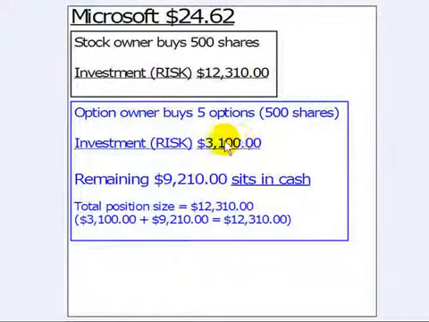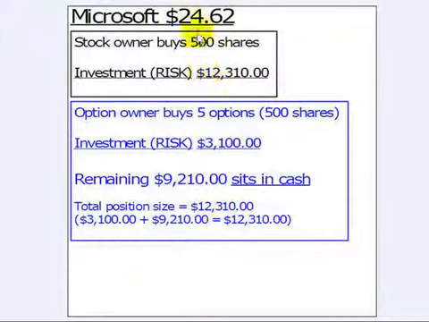Maximum downside risk. If Microsoft trades to zero, your maximum risk that you could possibly lose is $3,100. The rest of it goes in cash. Since $9,210 is sitting in cash, no one can ever take that from you. No matter what Microsoft does, that $9,210 is safe. Now, maybe Microsoft won't trade down to zero, highly unlikely, but over the last few years I think we've proven that anything can happen. It could get cut in half. It's trading at 24.62.